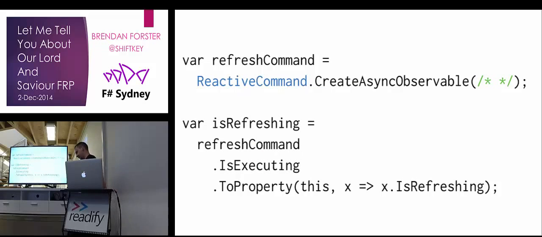And who's ever done a refreshing animation, or a loading animation on your page? This is all the code you need to write to do it. So my command here refreshes. There's this property here, it's executing. That's an observable of Boolean, true or false. As your command goes off, it goes, oh, it's true. You then map that to a property, and you're done. That's it. It's so good.